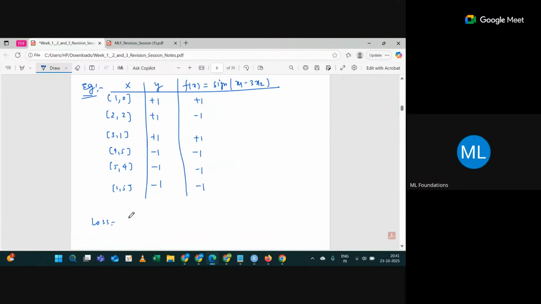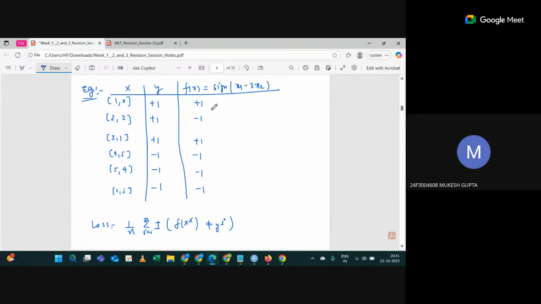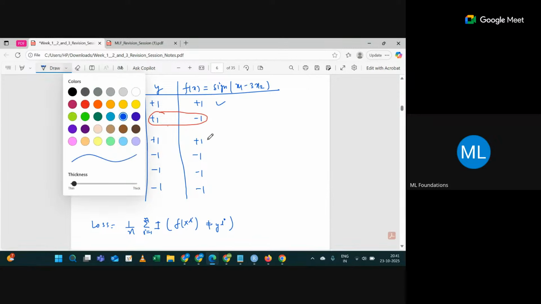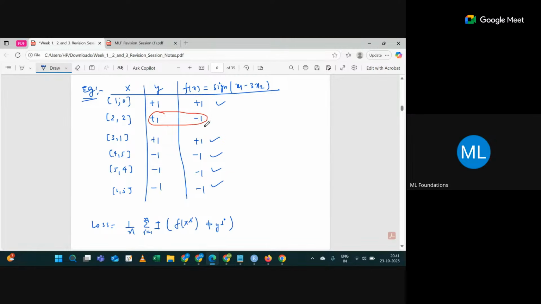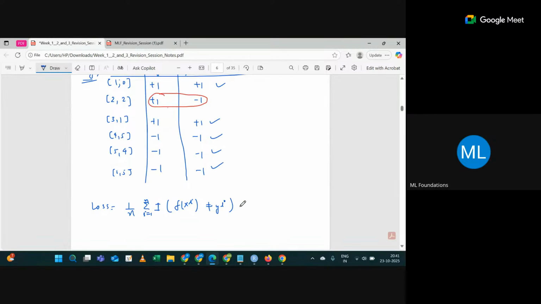We have to calculate the loss: 1 upon n, summation i equals 1 to n, indicator of f of xi not equal to yi. We count the number of cases where f of xi is not equal to y. For this one it is not equal. Other than this, you can see this is equal, this is equal, this is equal. This is the only incorrect one, correct? So the answer will be 1 by 6, which is 0.166. So this is the way you can calculate the loss in case of a classification problem.